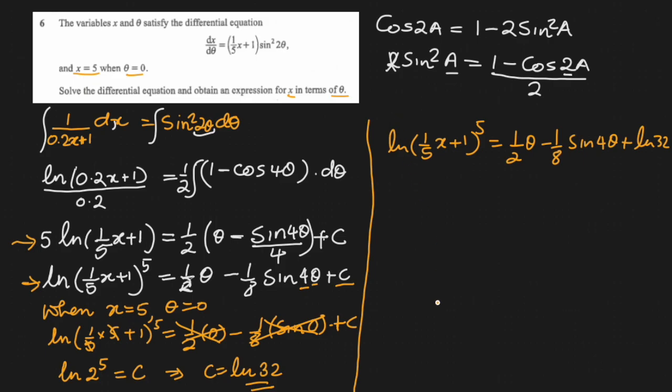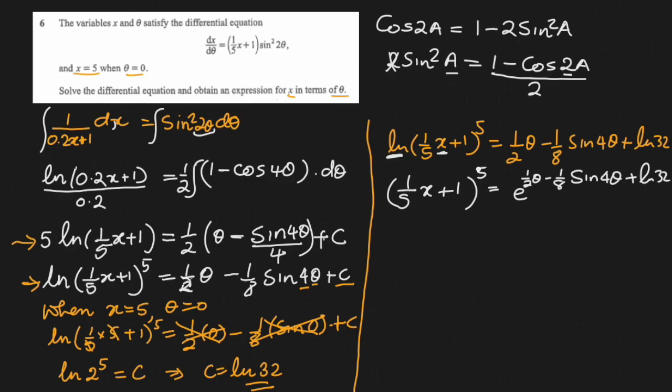Okay. My target is to isolate this x because they want x in terms of theta. So this x has to be isolated. So what will I do? I will remove this natural log first. When we remove natural log from one side, as we did from previous questions also, we apply e to the other part. That means the whole of it becomes the power of e. So it will become 1 over 2 theta minus 1 over 8 sine 4 theta plus natural log 32. Okay.